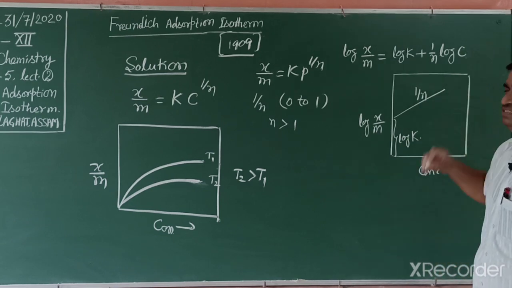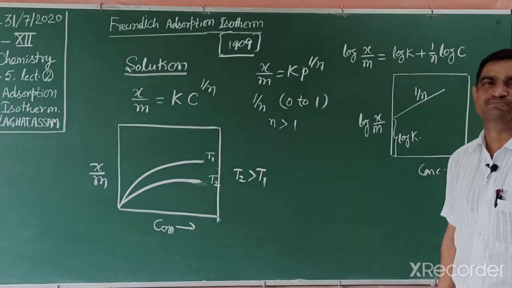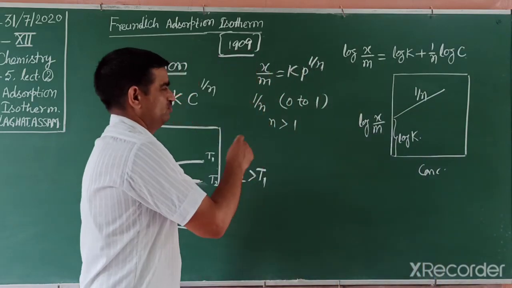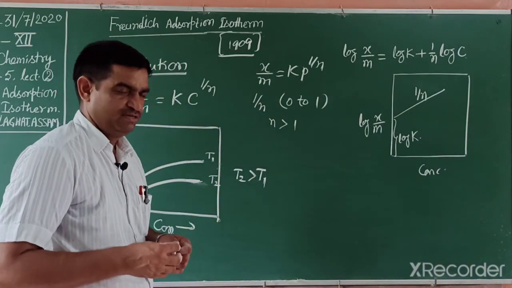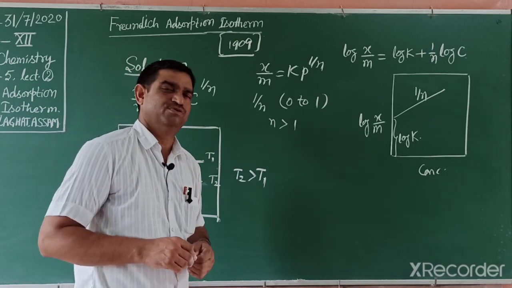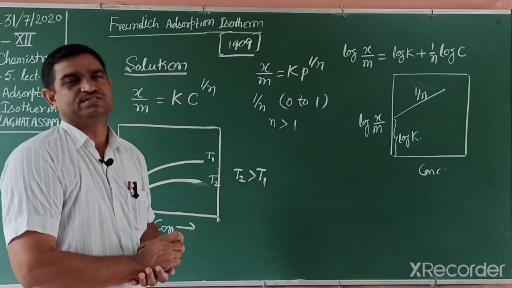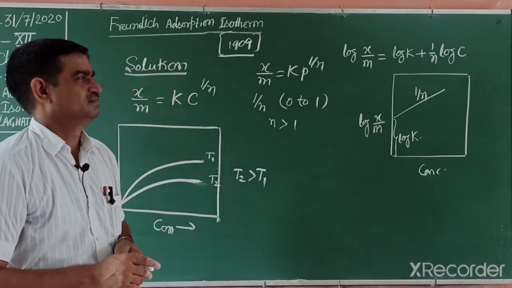What is the C? C is concentration at equilibrium. C means concentration at equilibrium. So we can plot the curve, but Freundlich could not explain in detail at very high pressure and high concentration.